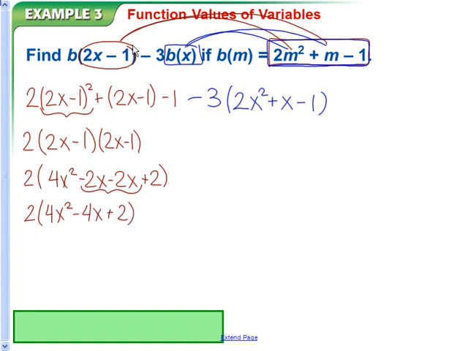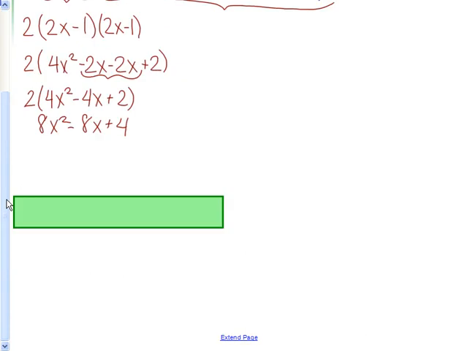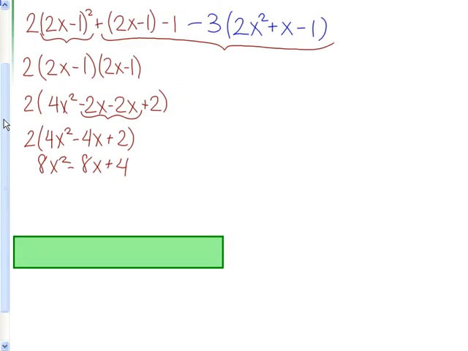And then I'm going to distribute the 2 in. So I've got 8x squared minus 8x plus 4. Okay, keep in mind I only did this first chunk up here. Now I need to go and do the rest. All right, I'm going to continue to write this out. So I need to go plus, nothing to distribute in there, so 2x minus 1 minus 1, and now I can distribute that 3 in, negative 3. Negative 6x squared minus 3x plus 3.